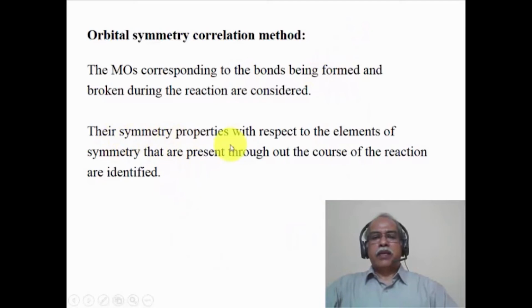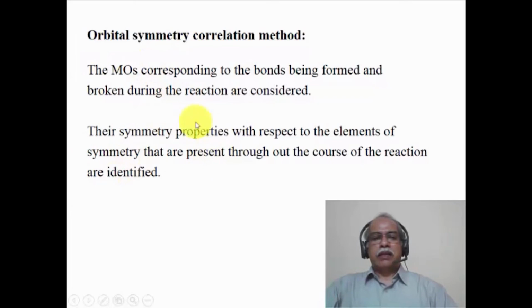The symmetry property of each one of the molecular orbitals is identified with respect to a symmetry element that is present throughout the course of the reaction. In other words, you identify a symmetry element that should be present in the starting point, at the end point, and also in the proposed transition state of that particular transformation that is being considered.